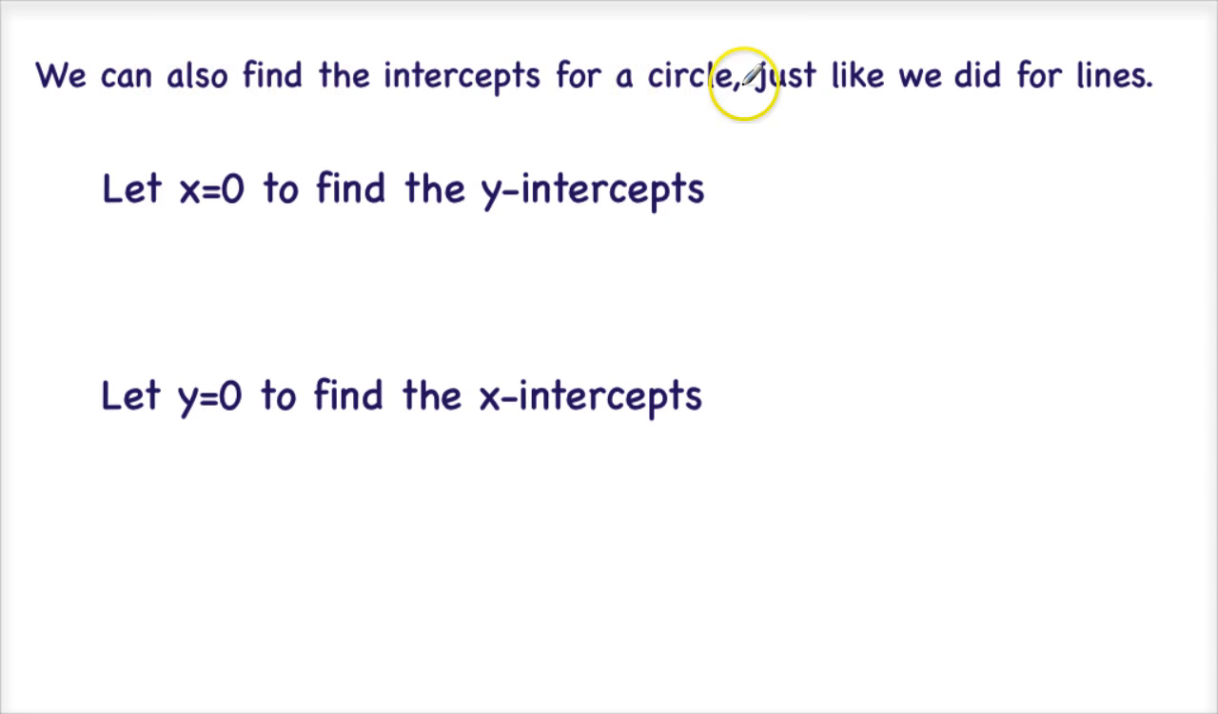Now, we can also find intercepts for a circle just like we did for a line. So very similar, if we want to find the y-intercepts, we're going to let x equal 0. And if we want to find the x-intercepts, we're going to let y equal 0. So if I have, for example, let's take the equation (x + 3)^2 + (y - 2)^2 = 16. And I want to find the intercepts of this circle.